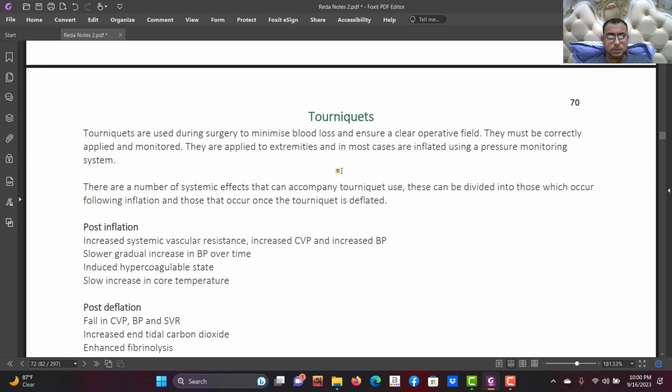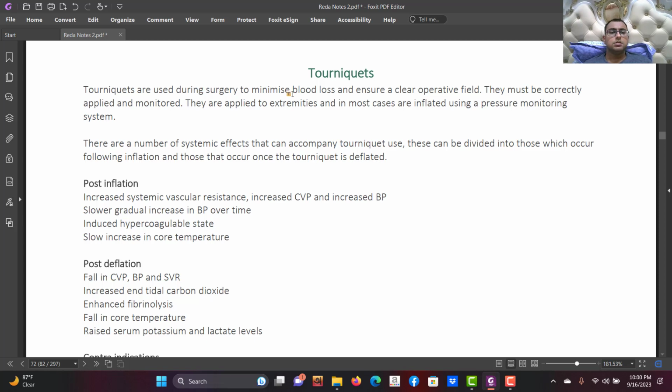So this is our last topic, that is tourniquet. Tourniquets are used during surgery to minimize blood loss and ensure a clear operative field. They must be correctly applied and monitored. Not so important nowadays, but a tourniquet is used in limb operations, like amputations or taking blood samples. We have to block the blood vessels or clear the operative field to minimize blood loss. We mainly apply it on the extremities, and most cases are inflated using a pressure monitoring system.